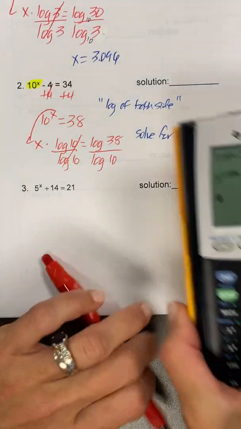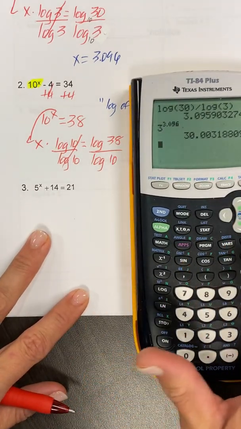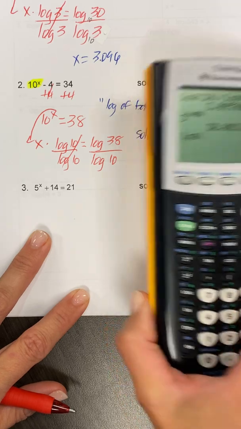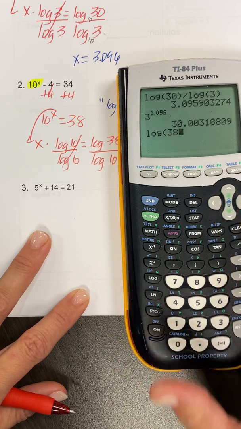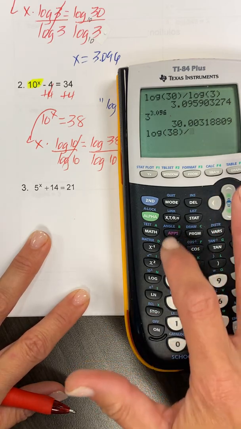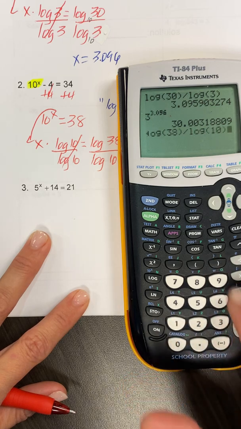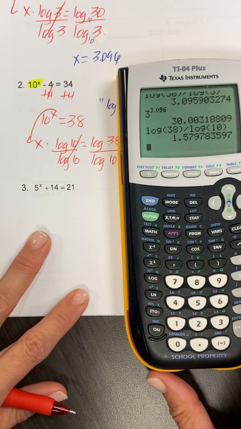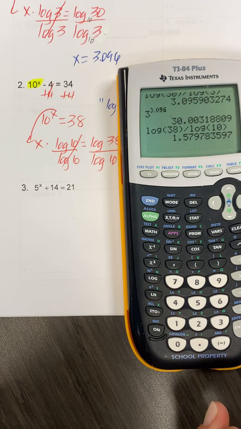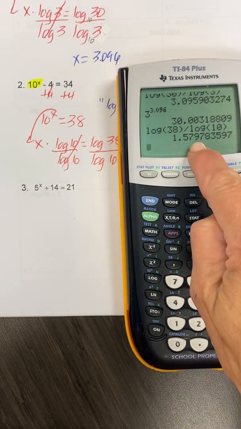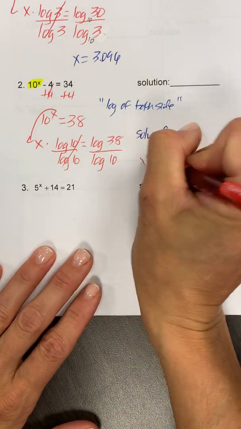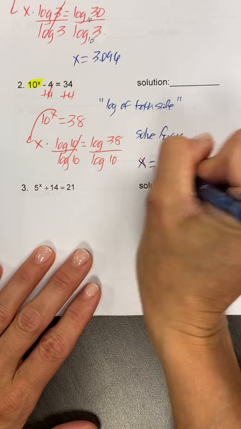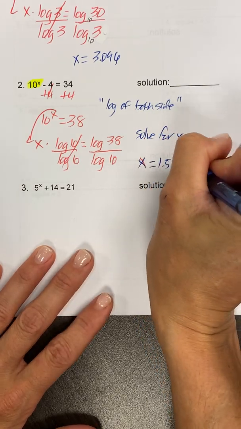So in my calculator, it's really this easy. Log of 38 divided by, whoops, I better put parentheses, just in case, log of 10. What do we get? 1.580, if we're rounding to 3 decimal places. Wouldn't you agree? 1.580. Here, I'll write it in blue. 1.580.